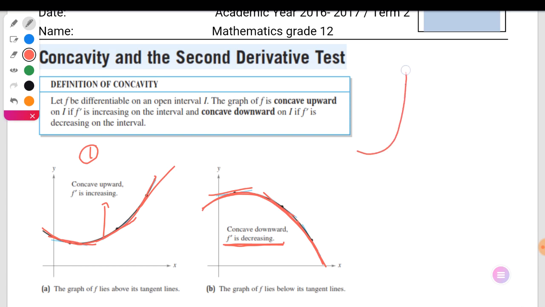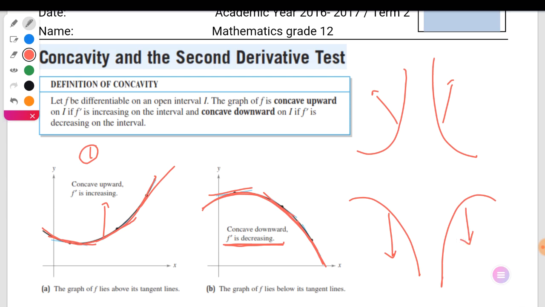A function like this one is concave upward, or like this one, concave upward. But a function like this one is concave downward. Like this one, it means concave downward.